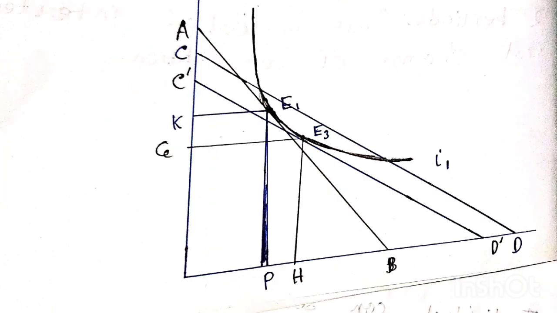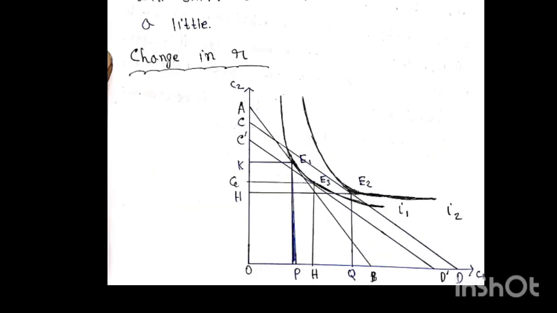Now draw another budget line CD, and draw another indifference curve on that budget line CD. That indifference curve will be named I2. Now the point of intersection between CD and I2 is known as equilibrium 2 or E2.